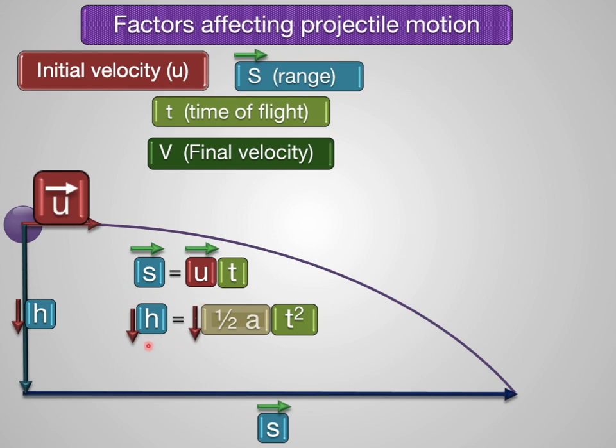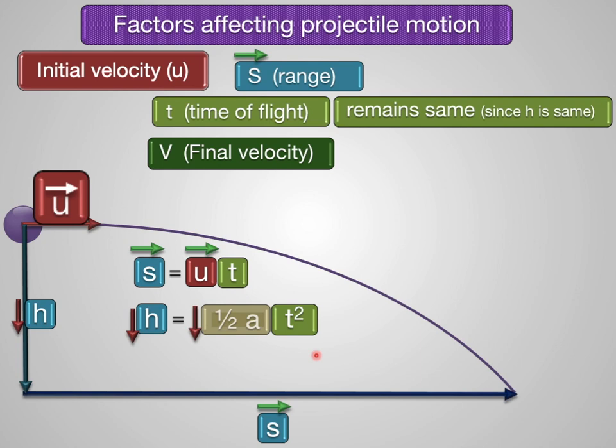That means h and a are constants, so the time also should be exactly same. Means if you throw at a small velocity or a big velocity, the time taken to reach the ground will be exactly same if you throw from the same height. So the time of flight depends only on the height of the projectile, not how fast you are throwing it horizontally. So now we have learned the time is constant.